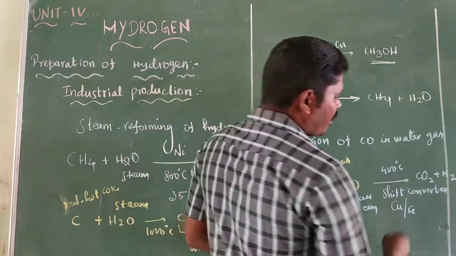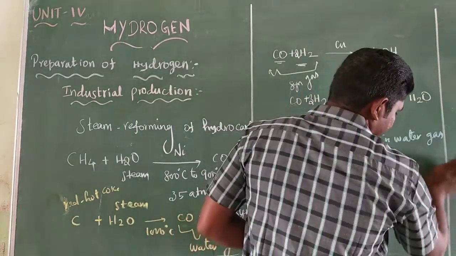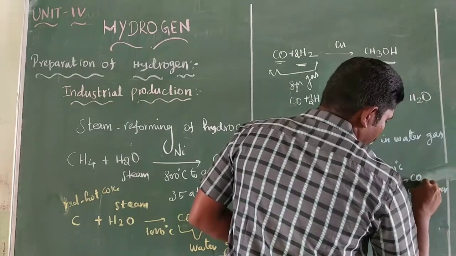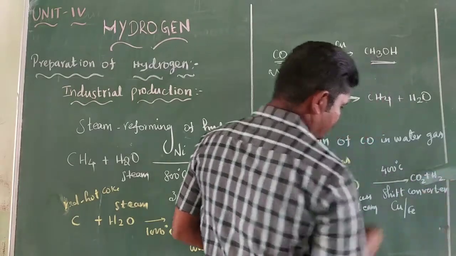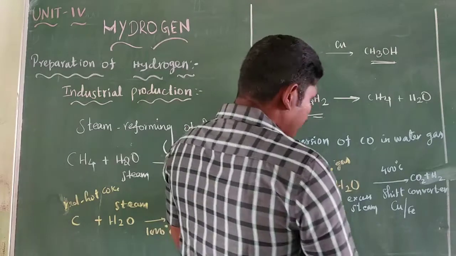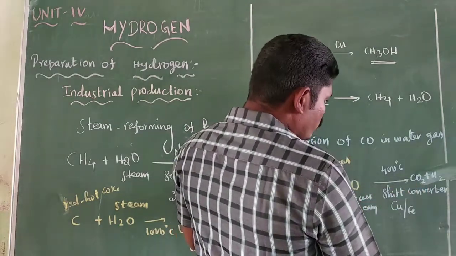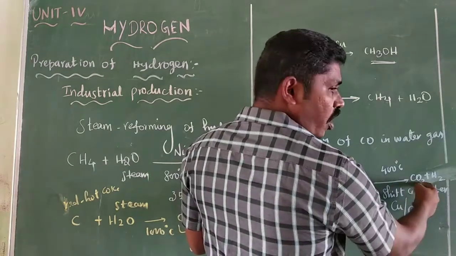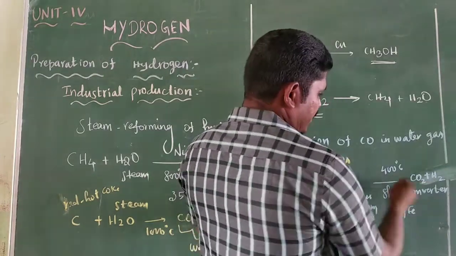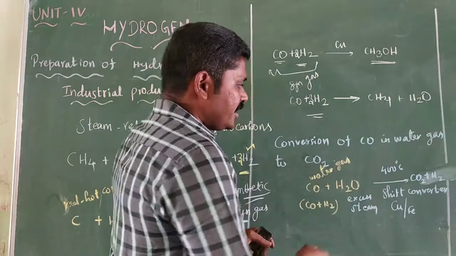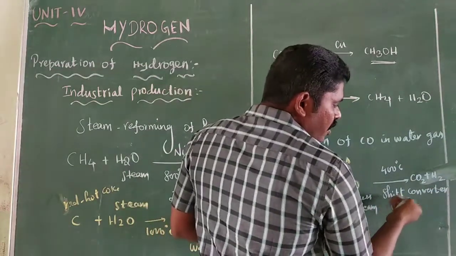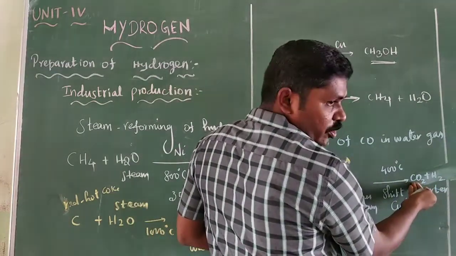To produce carbon monoxide and hydrogen. Right? Carbon monoxide and hydrogen. One carbon on the reactant side, so one carbon on the product side. So two oxygen on the reactant side, two oxygen on the product side, two hydrogen. In the above process, carbon dioxide is produced.